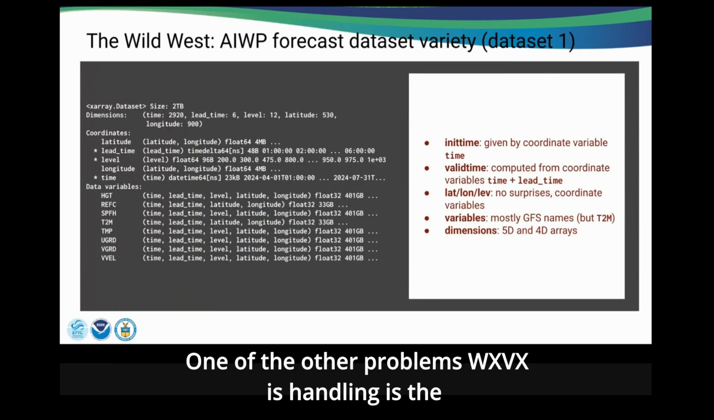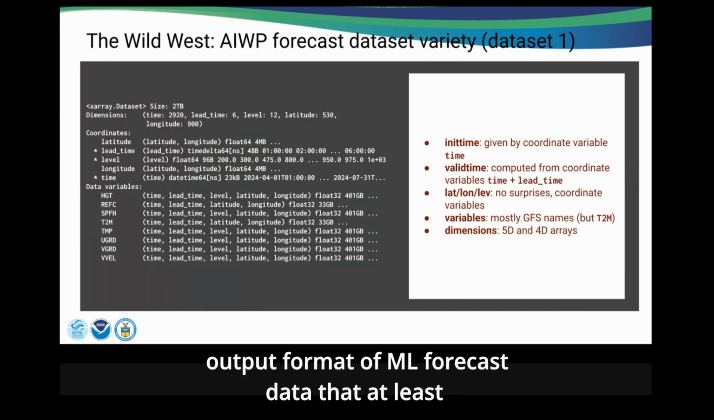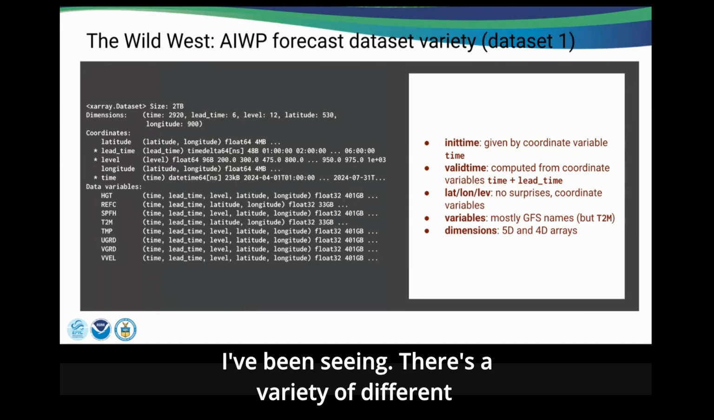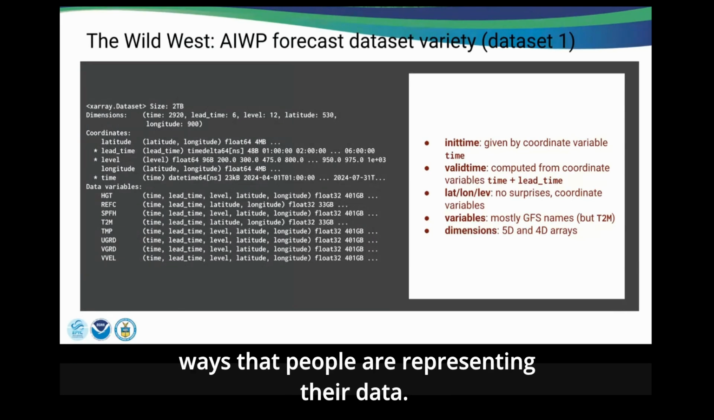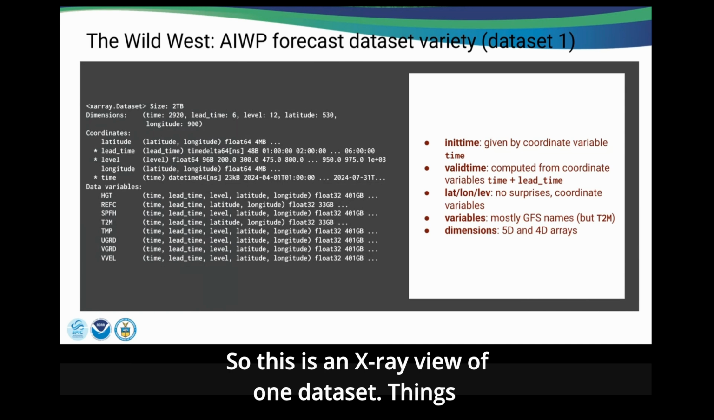One of the other problems WXVX is handling is the fact that there's not a lot of conformity in the output format of ML forecast data, at least that I've been seeing. There's a variety of different ways that people are representing their data. So this is an X-array view of one data set.